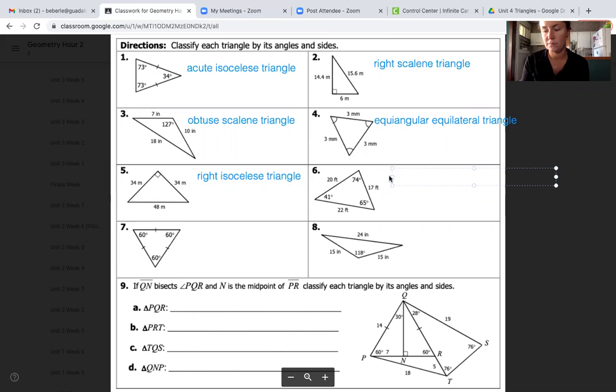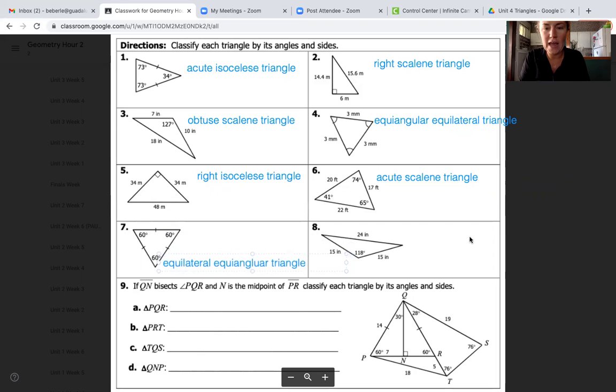Question 6. Acute. It is acute, and what else? Yep. Scaling. Yeah, that's perfect. Acute scaling triangle. What about this one? We've already had one kind of like this. Equilateral. And if it's equilateral, it's automatically equiangular. They're like one and the same. They're best friends. You never see one without the other.